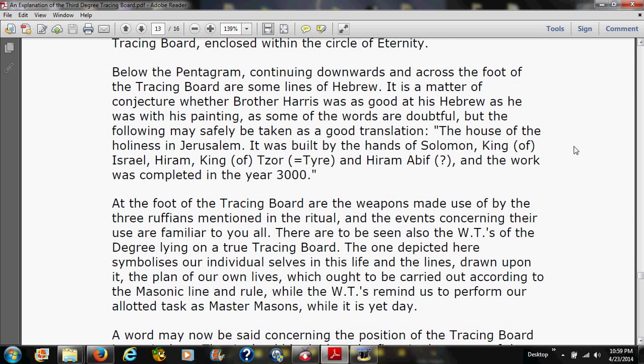Below the pentagram, continuing downwards and across the foot of the tracing board, are some lines of Hebrew. We saw that. And it is a matter of conjecture whether Brother Harris was as good at his Hebrew as he was with his painting, as some of the words are doubtful. But the following may safely be taken as a good translation. And it says, "The house of the holiness in Jerusalem, it was built by the hands of Solomon, king of Israel, Hiram, king of Tyre, and Hiram Abiff, and the work was completed in the year 3000."